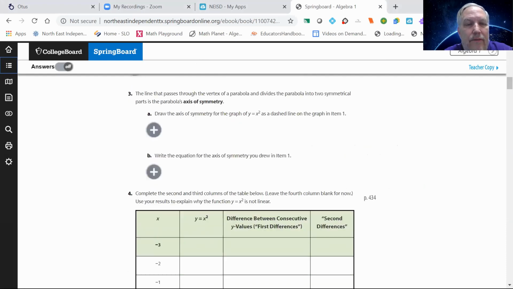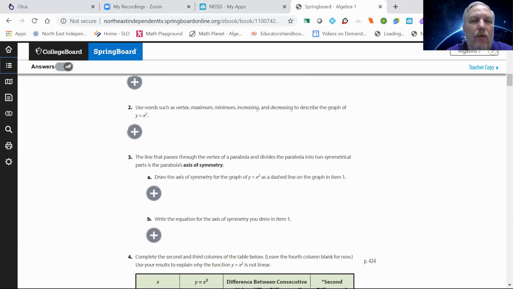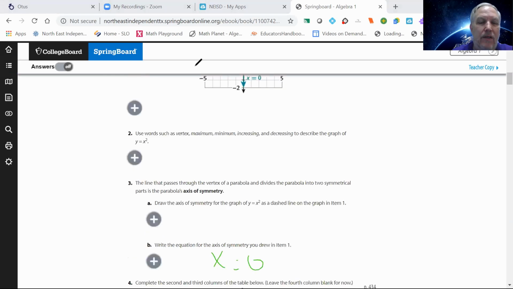All right, and of course, we want to write the equation for the axis of symmetry. Well, it's a vertical line, and therefore a vertical line is always going to be x equals some value. So in this case, it's going to be x is equal to 0, because it happens to be the y-axis. On the y-axis, all the y values are infinite, but the x value is always 0.